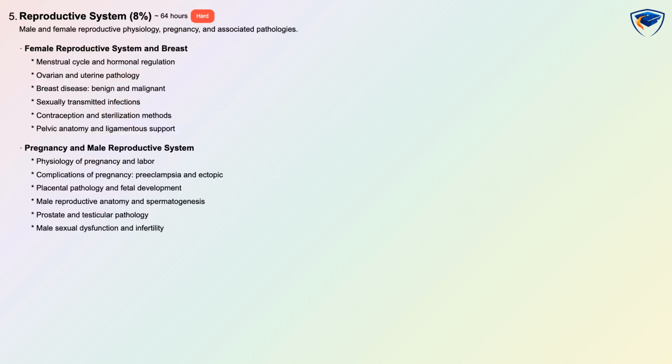Reproductive system is 8%, hard, and recommends about 64 hours of study with scenario-based questions. The domain covers male and female reproductive physiology, pregnancy, and related pathologies for both sexes. Key topics include the menstrual cycle and hormonal regulation, ovarian and uterine pathology, breast disease, contraception and STIs, plus pregnancy physiology, complications like preeclampsia and ectopic pregnancy, placental pathology, male reproductive anatomy, prostate and testicular disease, and infertility.